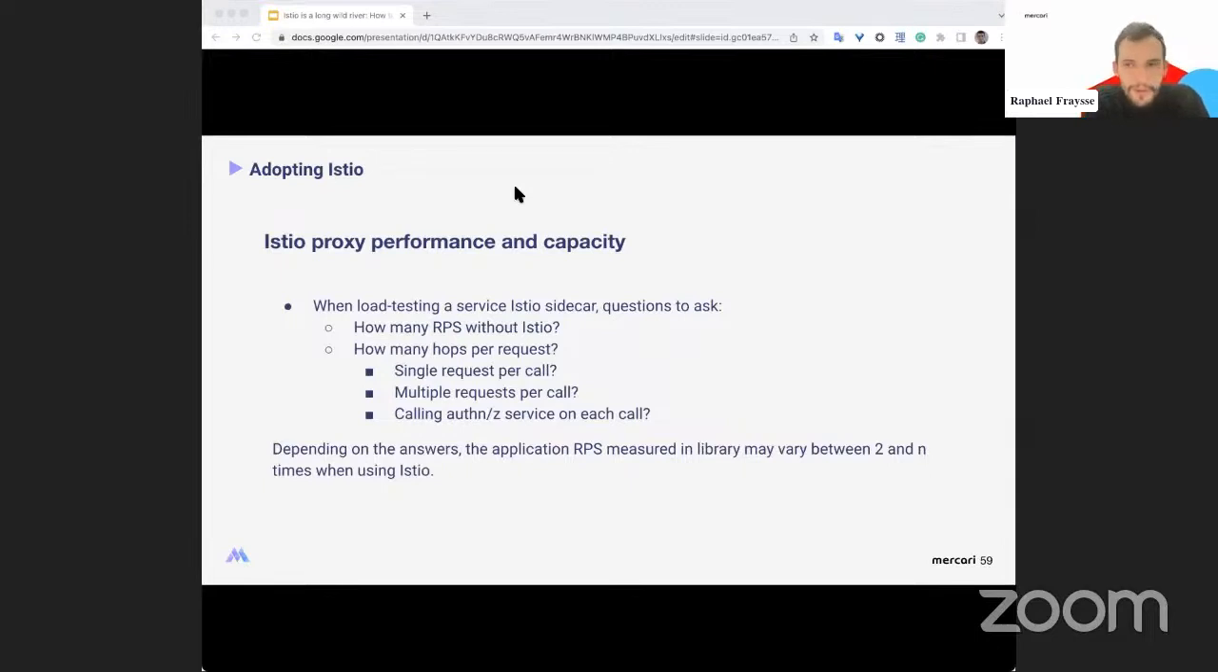Then quickly about load testing. That will be almost the last part of this presentation, but we want to understand what the traffic pattern is when we use Istio. So how many RPS do you have without using Istio? And also how many hops do you have per request? For example, you get one request, you respond. Or you get one request, you send a request to 3 services, you wait for the response, and you call them back. Are you calling an authentication service on every call because you're good at security, right? You have proper authentication of any request. So all those requests, basically, will be counted in the Istio sidecar as a request per second.